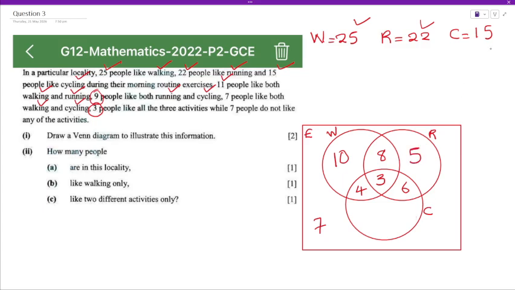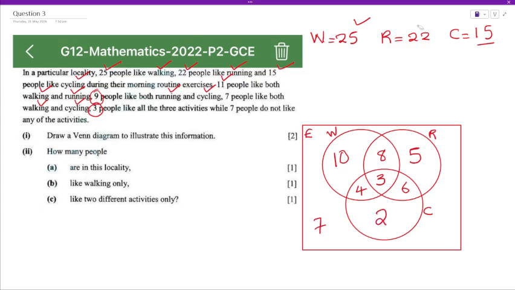We go to cycling. Cycling, the total should be 15. What do we have so far? We have 4, we have 3, we have 6. We add what we have, subtract from the total. So we have 4 plus 3 plus 6. That should be 13. 13 and the total, which should be 15, we get a 2. So the 2 comes right there.